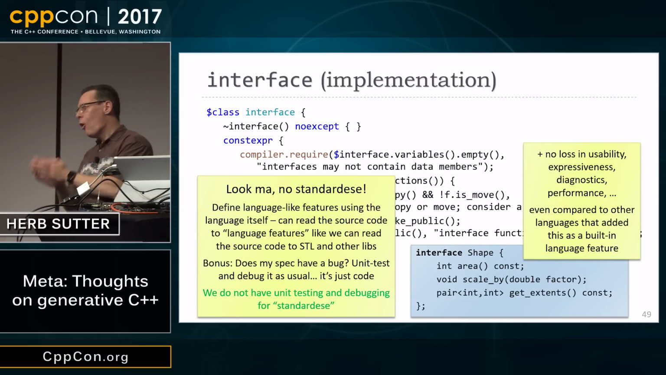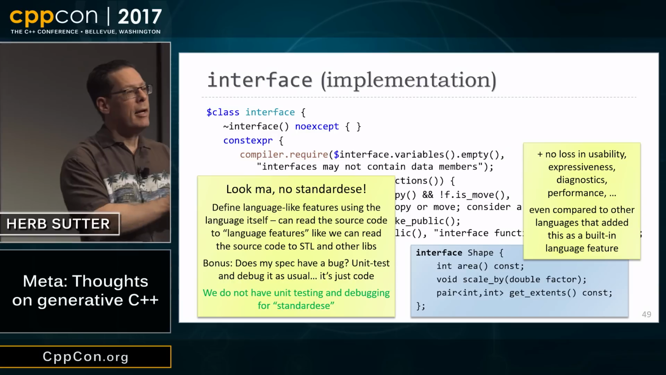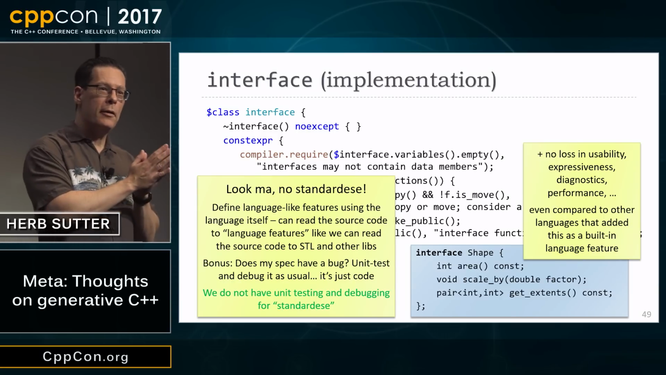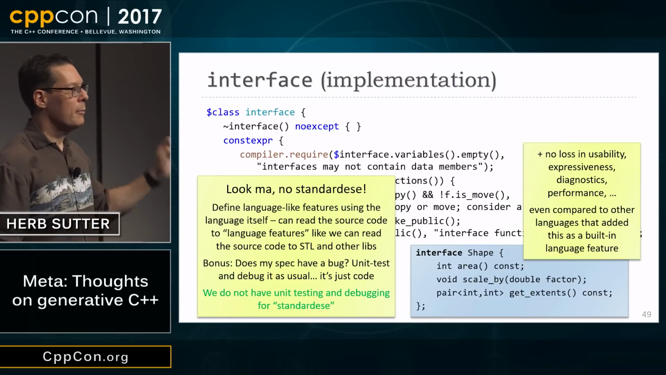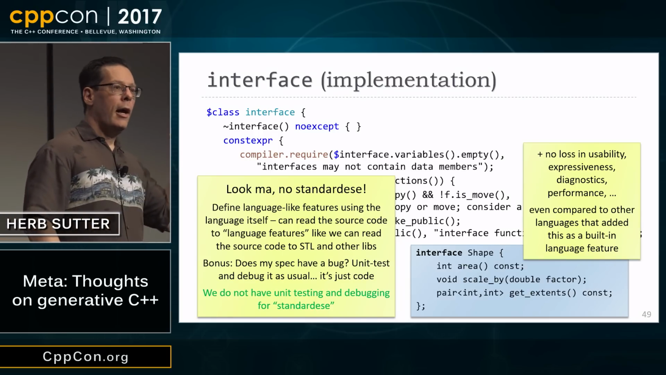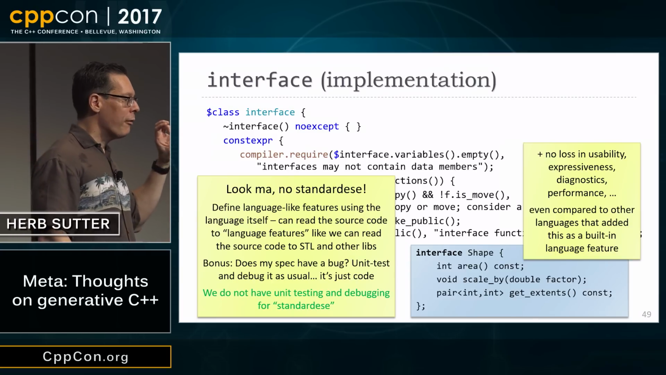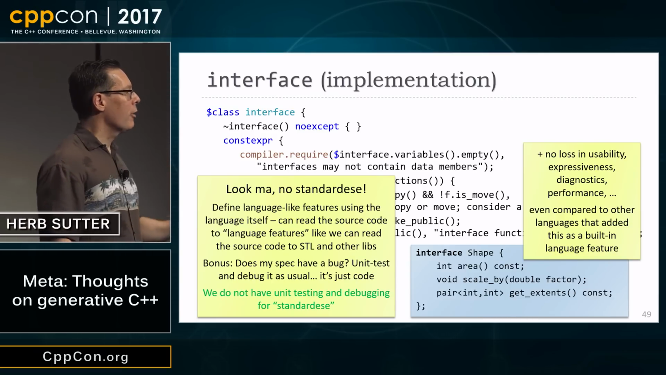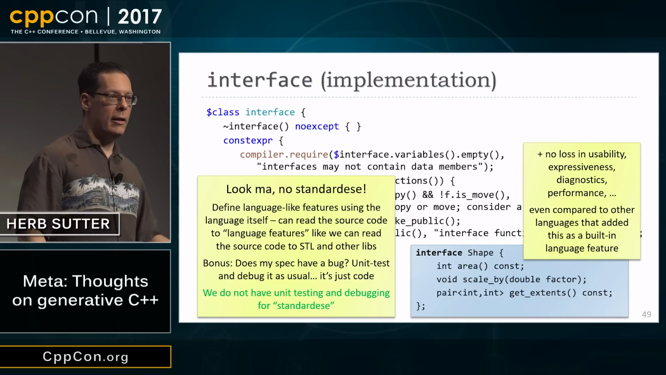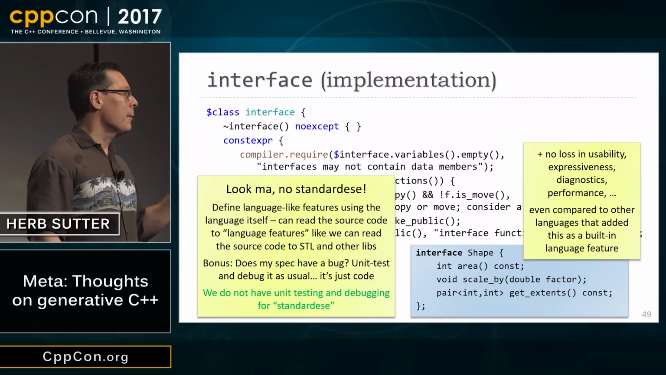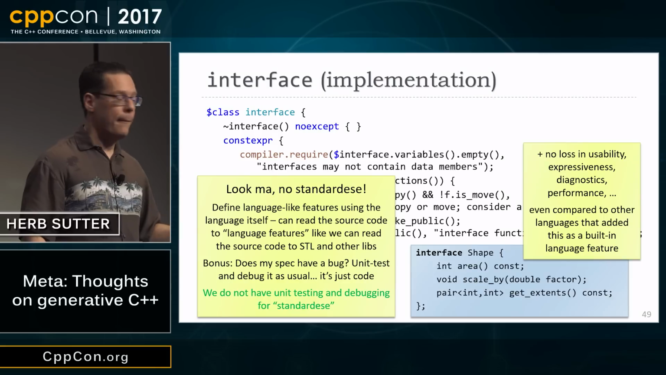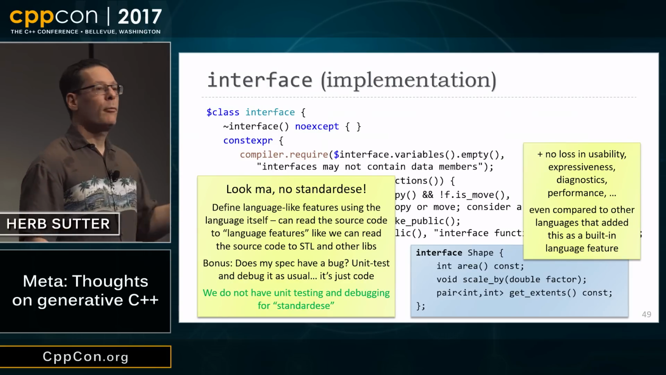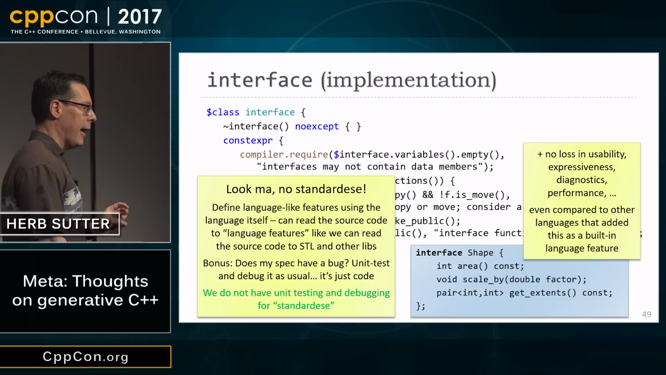And my claim, my hope, but I'll say claim because I believe I have evidence that this is going to pan out, is that it is without loss of usability, expressiveness, error message quality, or performance, even compared to other languages that build the feature in as a first-class entity. Now, that's rainbows and pixie dust. That's the holy grail if we could do that. I have some reason to think that we can achieve that.